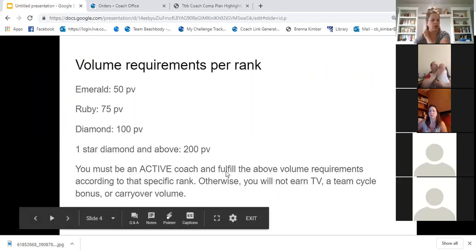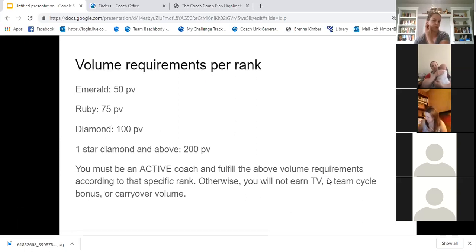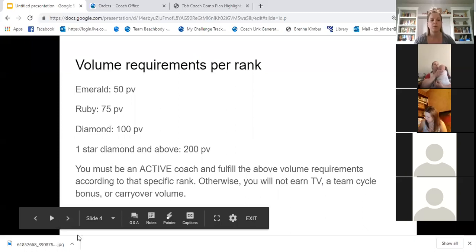Again, you must be an active coach and you have to have these above volume requirements, or else you can't earn team cycle bonuses, team volume, or carryover volume. It gets all wiped out. So be aware of that.